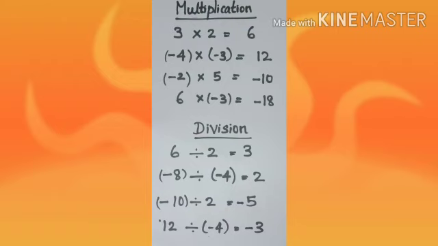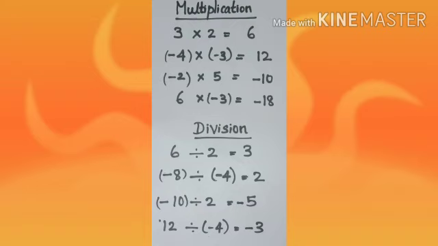Then minus 4 and minus 3. These two numbers are negative numbers. If you multiply these two numbers, we get the product as 12. Next, minus 2 multiplied by 5 is equal to minus 10. One negative number and one positive number. If we multiply these two numbers, we get the product as negative. Next, 6 multiplied by minus 3.